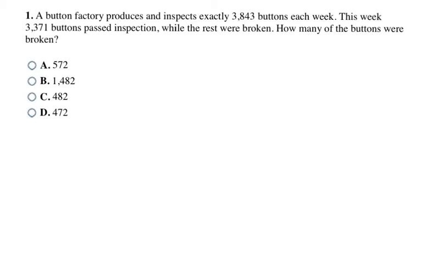This first question says, a button factory produces and inspects exactly 3,843 buttons each week. This week, 3,371 buttons passed inspection, while the rest were broken. How many of the buttons were broken? So here, I know the total number of buttons, and I know how many passed inspection, so I know a certain part, and it wants to know what is that other number, what is that other part that were broken. So that means here, since I have the whole and I'm looking for a part, I'm going to be subtracting these two numbers. That's my plan.